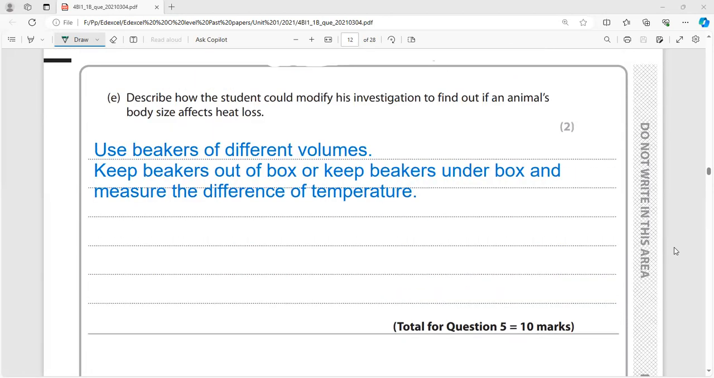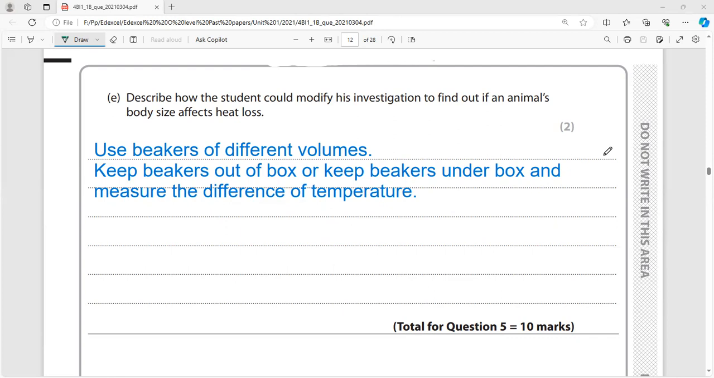Describe how the student could modify his investigation to find out if animal body size affects heat loss. So we can modify this experiment by using beakers of different volumes. The beakers of different volumes represent animals of different sizes. Keep a beaker outside the box or under the box and measure the difference in temperature. So that way, these two differences are possible.